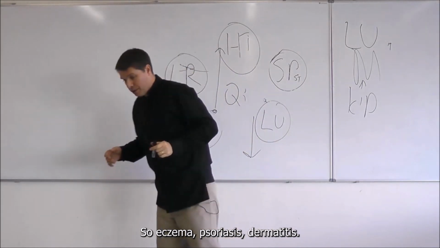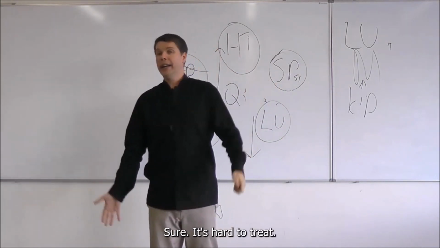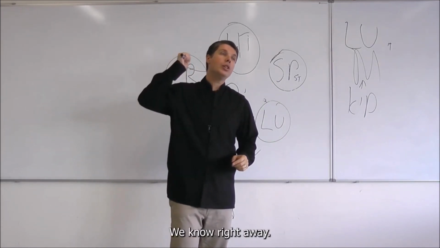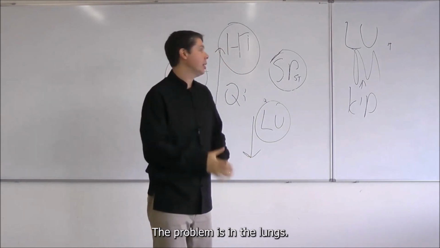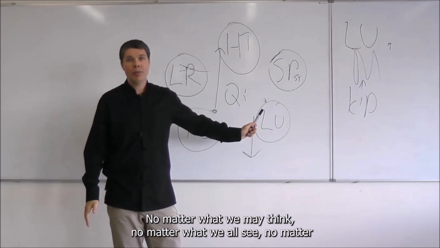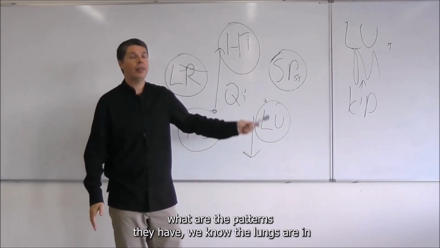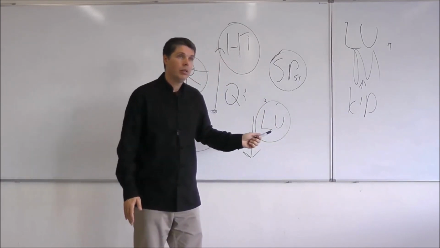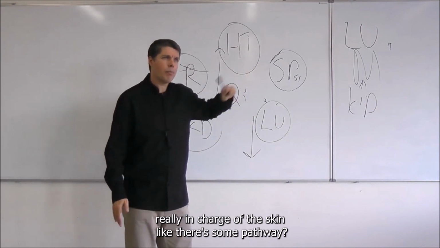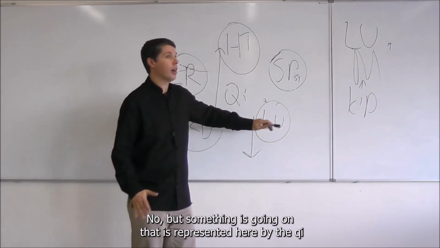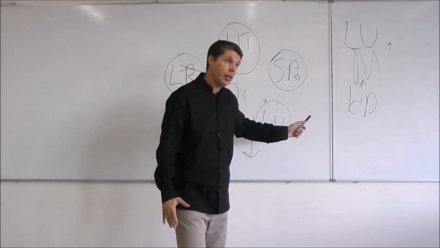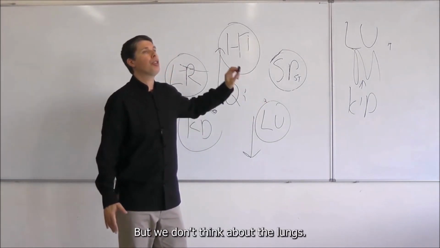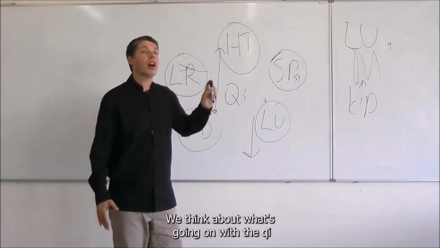So, eczema, psoriasis, dermatitis, that's hard to treat. That's just no fun at all. But what do we know right away? We know right away the problem is in the lungs. No matter what we may think, no matter what we all see, no matter what other patterns they have, we know the lungs are in charge of the skin. Now, of course, are the lungs really in charge of the skin? Like there's some pathway? No. But something is going on that is represented here by the qi. And so, anytime we're treating a skin disorder, we have to think about the lungs. But we don't think about the lungs, we think about what's going on with the qi.